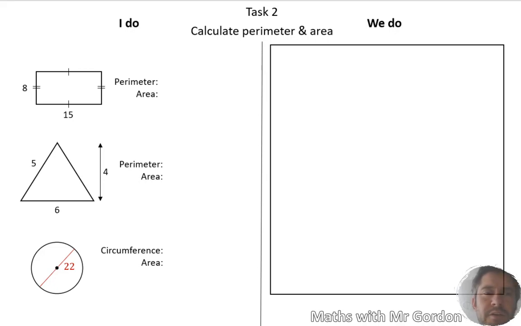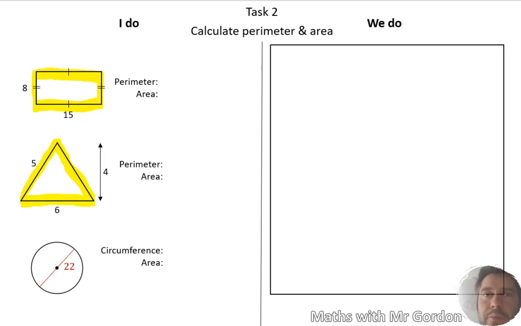This task is on calculating the perimeter and area of shapes. So here we have a rectangle. Let's just go over first what we mean by perimeter and area. The perimeter of the shape is the distance all the way around that shape. So it would be the distance all the way along the outside of that shape. Okay, this is the perimeter of these shapes.